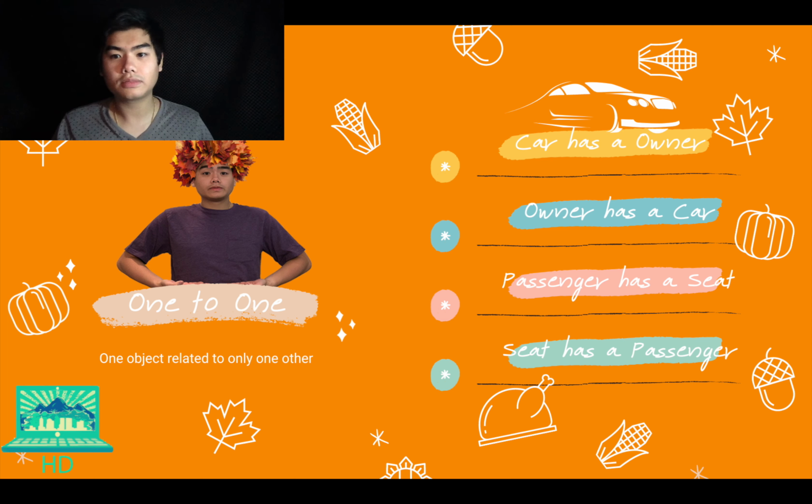Another example would be if you're a passenger on a train or a plane, you would have an assigned seat. So a passenger has a single seat and a seat has an individual passenger. That is a one-to-one relationship, and it goes that one seat is available for one passenger. That's how you can distinguish one-to-one: you only have one object related to another object and only one object. If it's not, then it might be another association.